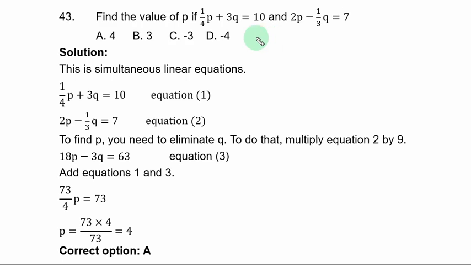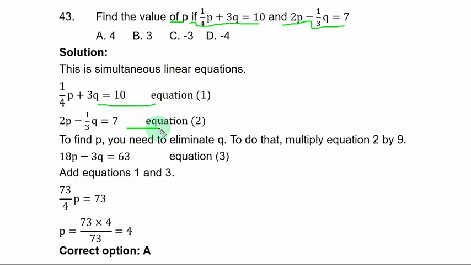Question 43. Find the value of P if 1 over 4P plus 3Q equal to 10 and 2P minus 1 over 3Q equal to 7. What you have here is simultaneous linear equations. So let us solve them using elimination method. You have the two equations.